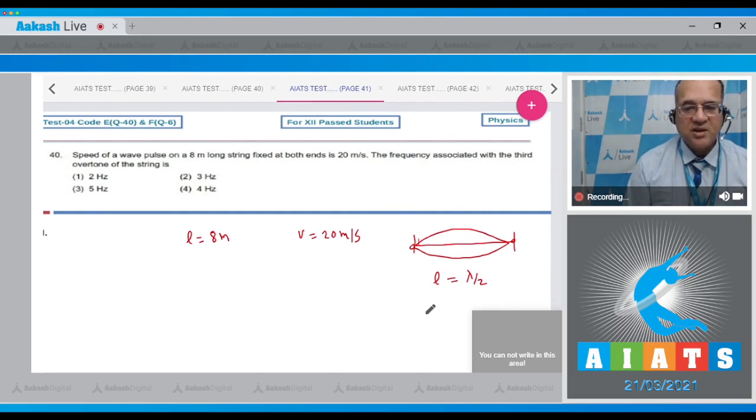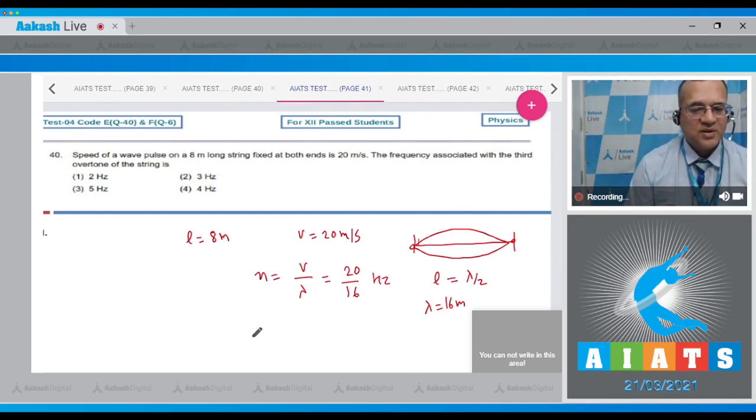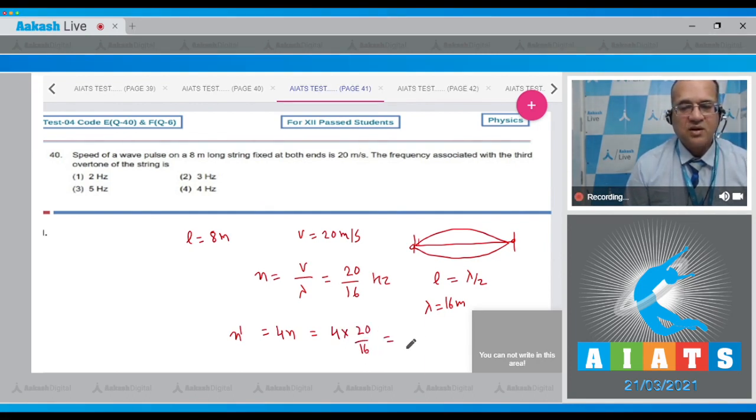So L is given as 8 meter, so lambda will be equal to 16 meter, and its fundamental frequency becomes V by 2L or V by lambda, and that is equal to 20 divided by 16. Now it's asking for the third overtone. The frequency of the third overtone is the fourth harmonic, so this will be 4 times the fundamental frequency, and that is equal to 4 into 20 by 16, which is 5 Hertz. And the correct option to this is option number 3.